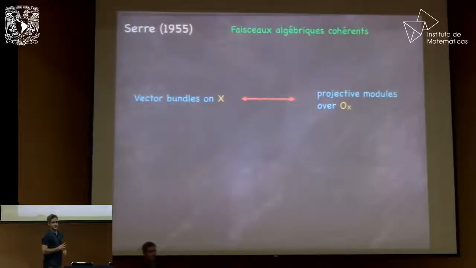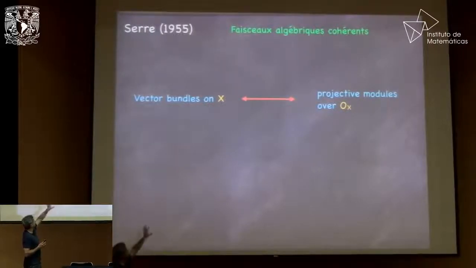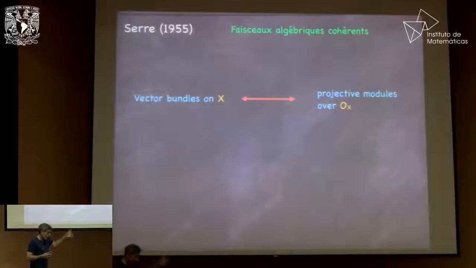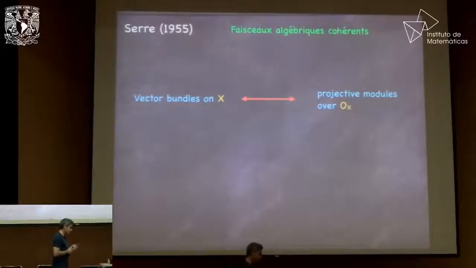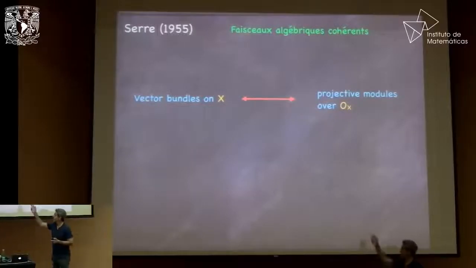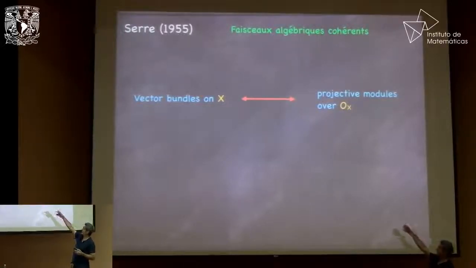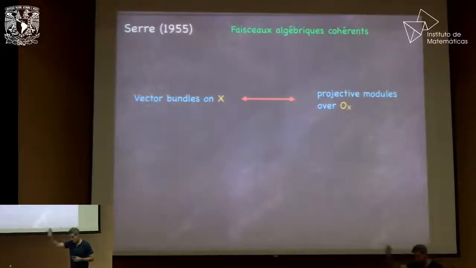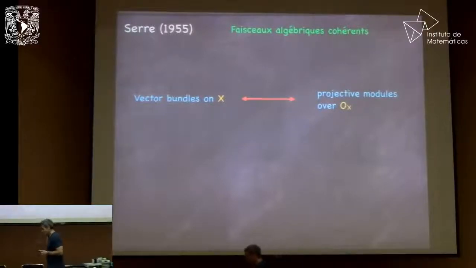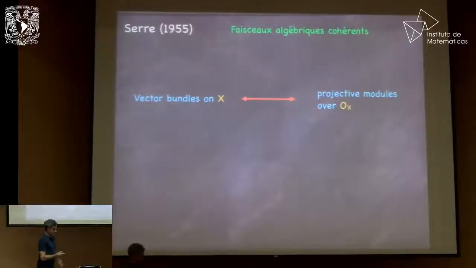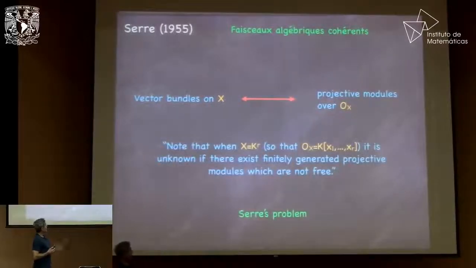So in Serre's famous 1955 paper on algebraic coherent sheaves, he identifies this correspondence between vector bundles on a variety or a space and finitely generated projective modules over the ring of functions. And in Serre's case, X was an algebraic variety, or an affine algebraic variety even, and so that's just a ring, a nice ring, but X could be a topological space, that could be the ring of continuous functions, or it could be something much more elaborate. And he made this remark in that paper that when X is affine n-space, he didn't know if there were finitely generated projective modules which were not free.